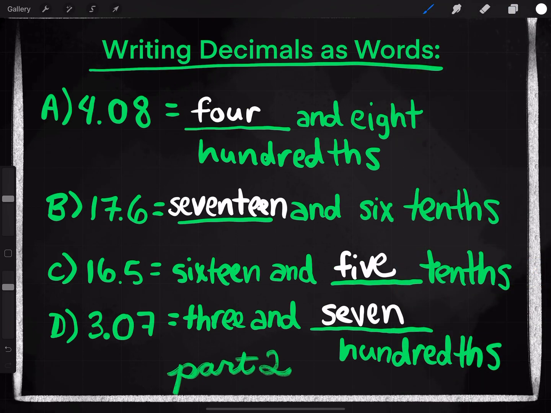Okay, and this is what you should have gotten. 4 and 8 hundredths, because here's 4. 17 and 6 tenths. 16 and 5 tenths. 3 and 7 hundredths.